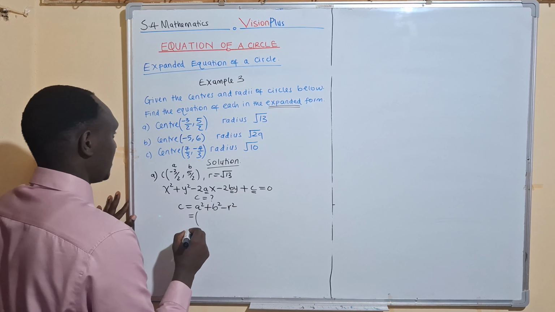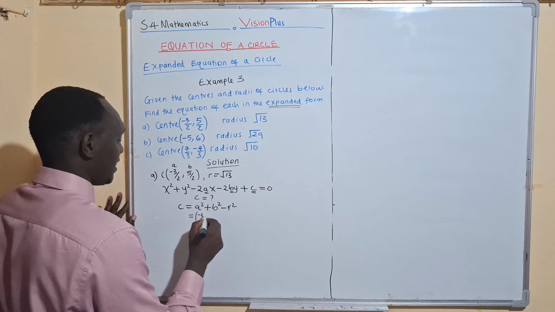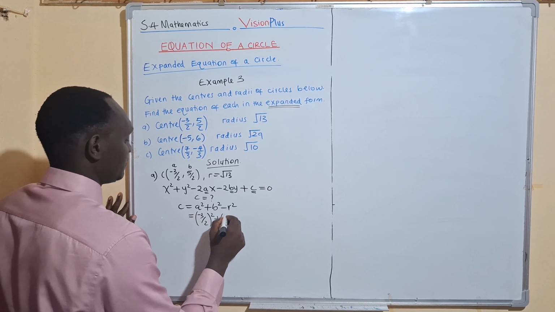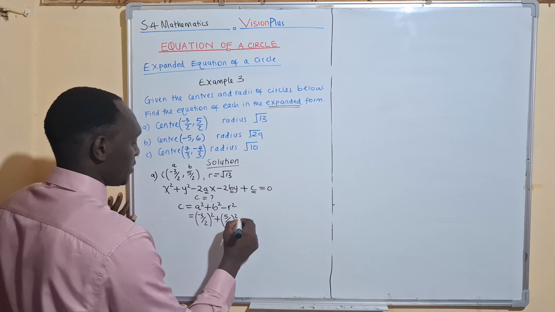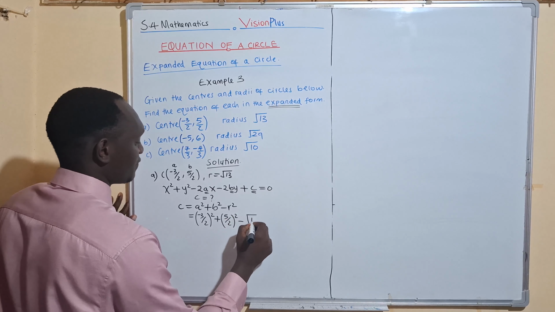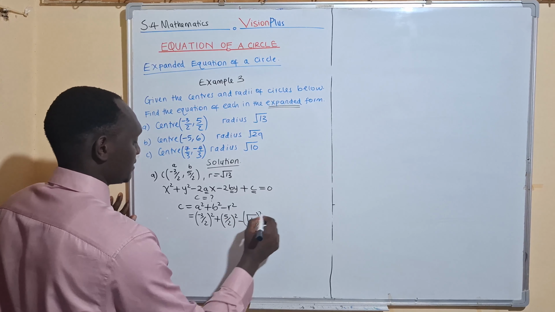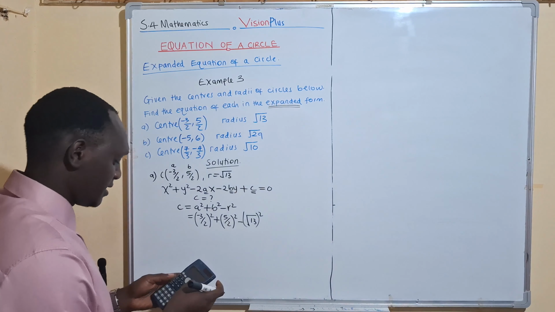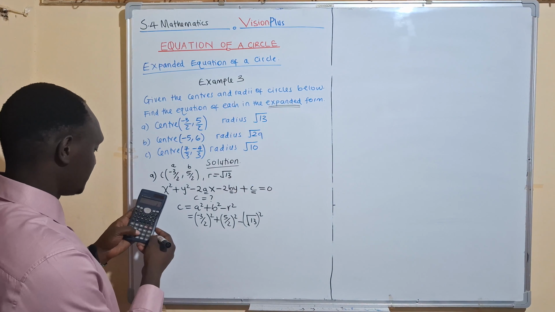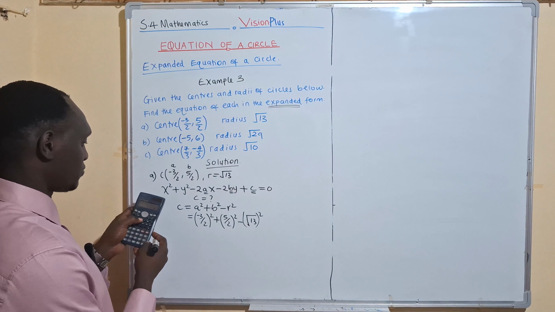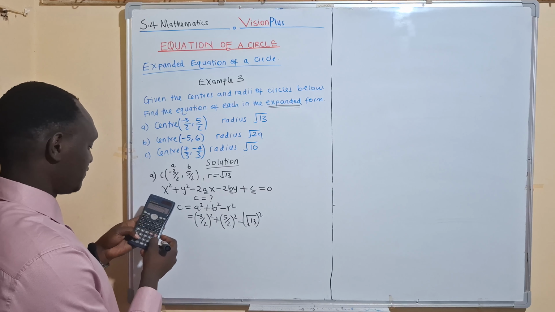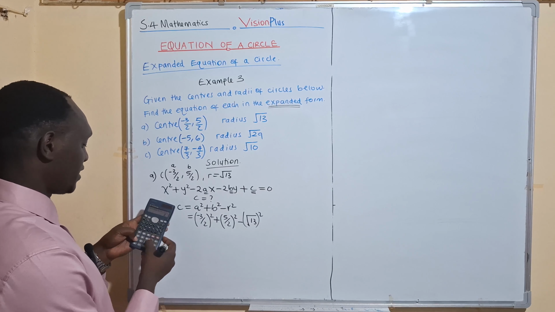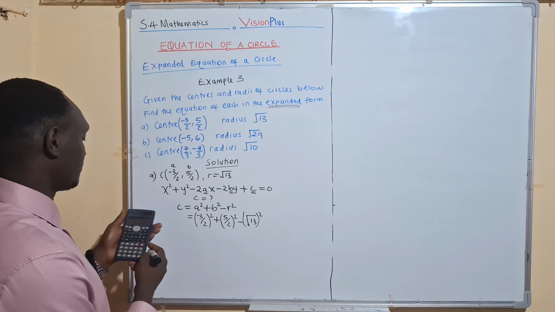This gives us, what is a? A is -3 out of 2 squared, plus b is 5 out of 2 squared, minus r is root of 13 squared. Press the calculator, it will solve it for you. To make your work easier, open the bracket and say -3 divided by 2 close bracket squared plus open bracket 5 divided by 2 close squared minus open bracket root of 13 close bracket squared and press equal sign.